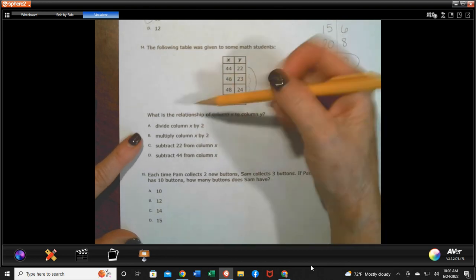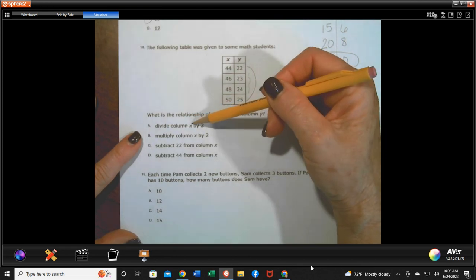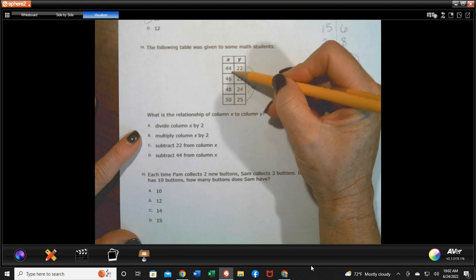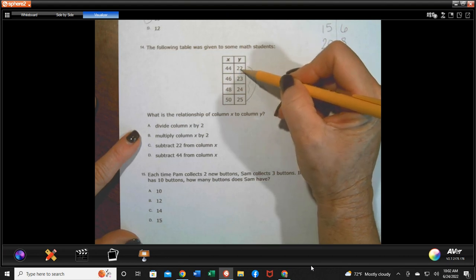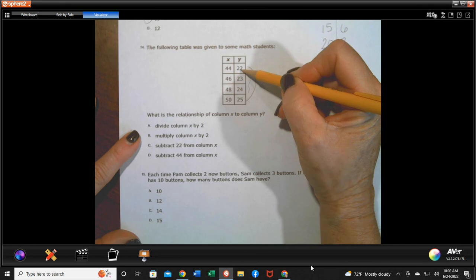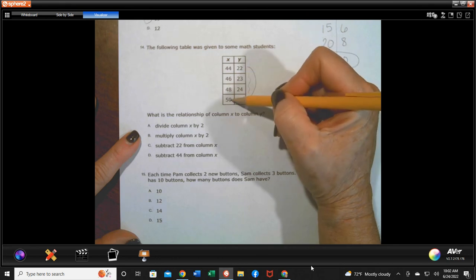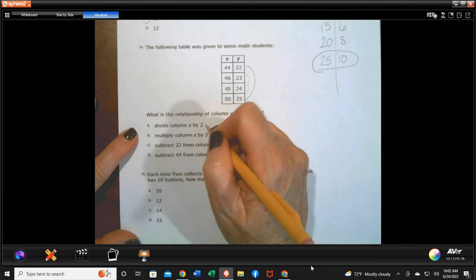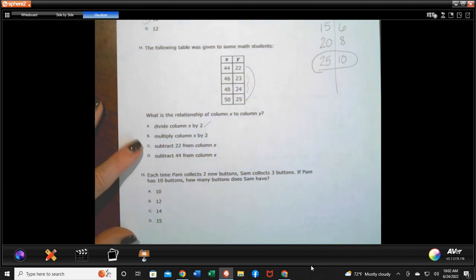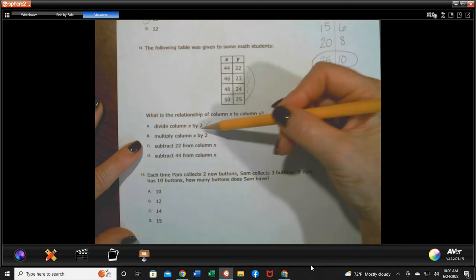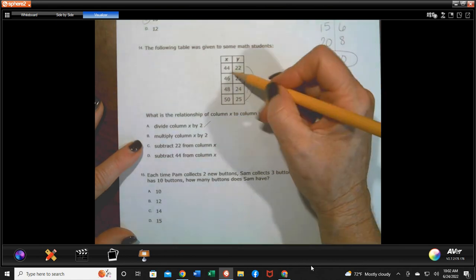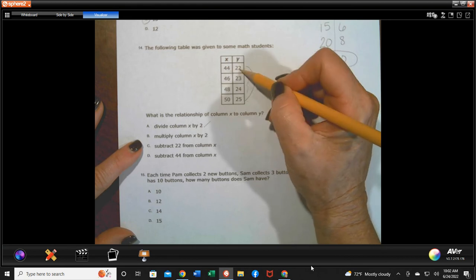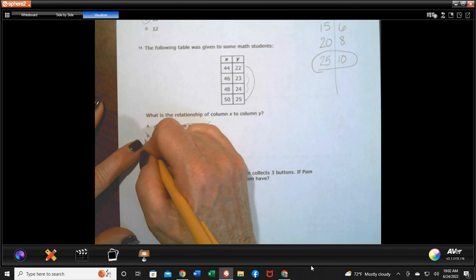So, am I dividing column X by 2 to get Y? Well, if I divided 44 by 2, I get 22. If I divide 50 by 2, I get 25. Oh, that might be it. All right, let's check this one. Do I multiply column X by 2? Well, if I multiplied X here, 44 by 2, I get 88. So no, that's not even right with the first term.